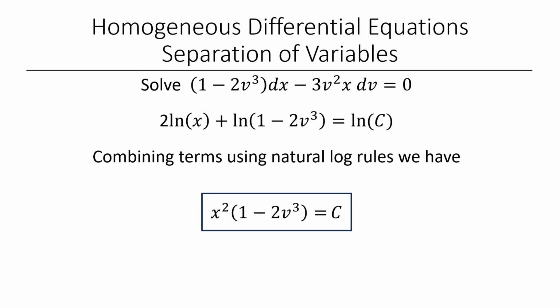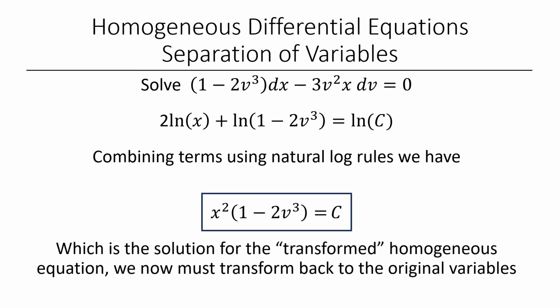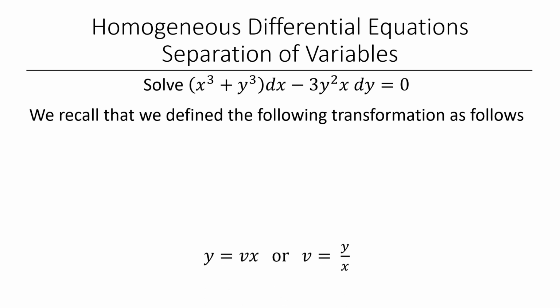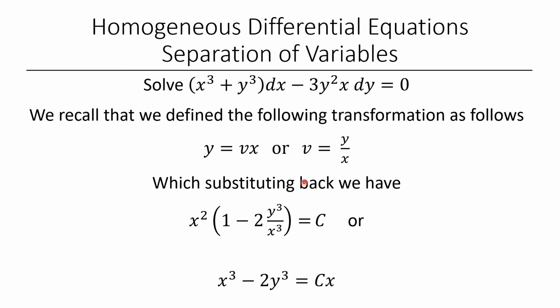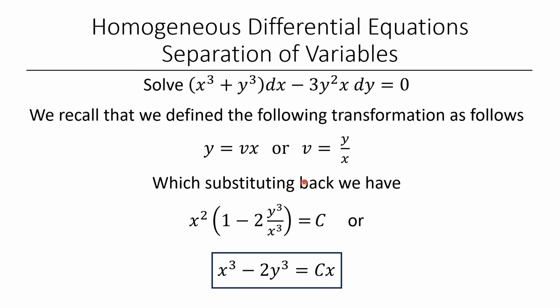What we come up with is this final expression. This is the general expression, but we have to remember this is the solution for the transformed homogeneous equation. We must now transform back to our original variables, which we'll do on the next slide. We recall that our transformation was y equals vx. Working that backwards, v is equal to y over x. So we substitute that back into our equation, and to clean things up, multiplying through by our x's, we come up with this, which is now our general solution to the original differential equation that we had from the start.